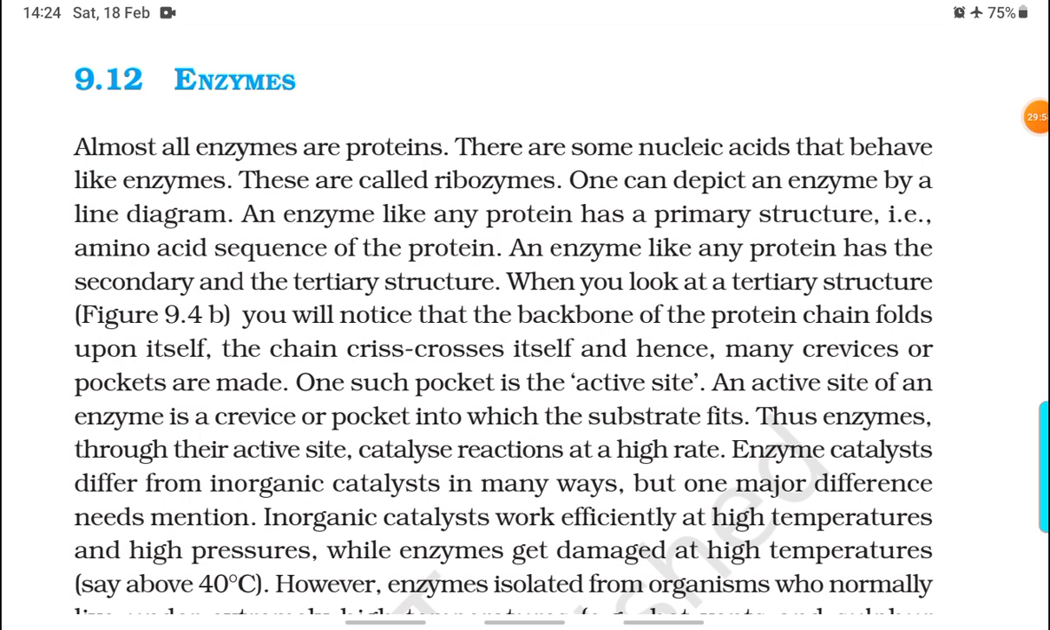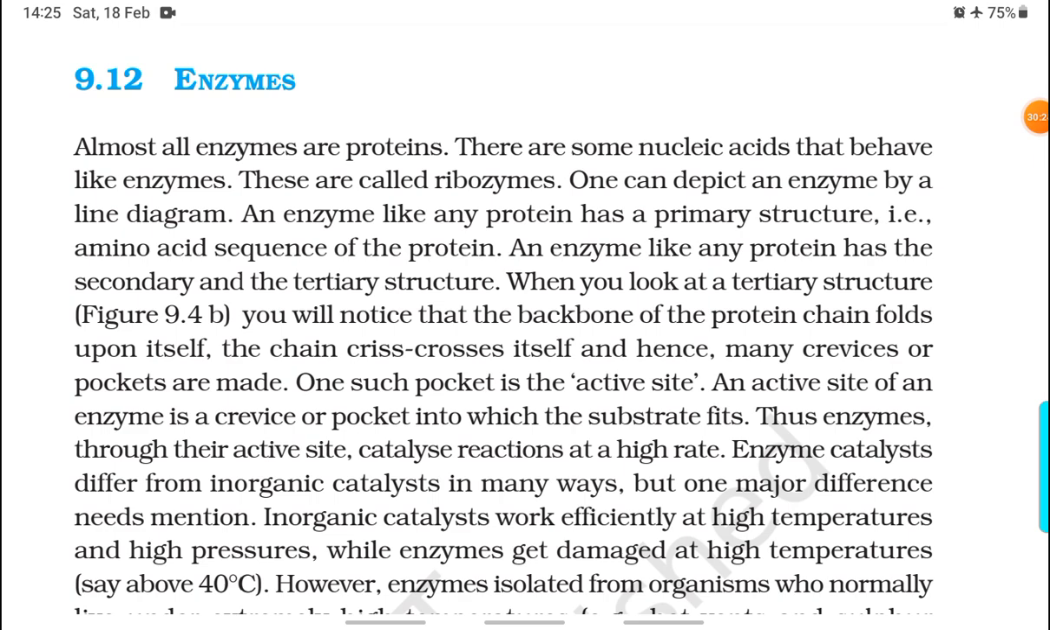An enzyme, like any protein, has a secondary and tertiary structure. When you look at a tertiary structure, you'll notice that the backbone of the protein chain folds upon itself. The chain crisscrosses itself, and hence many crevices or pockets are made. One such pocket is the active site. An active site of an enzyme is a crevice or pocket into which the substrate fits. Thus, enzymes through their active site catalyze reactions at a high rate.